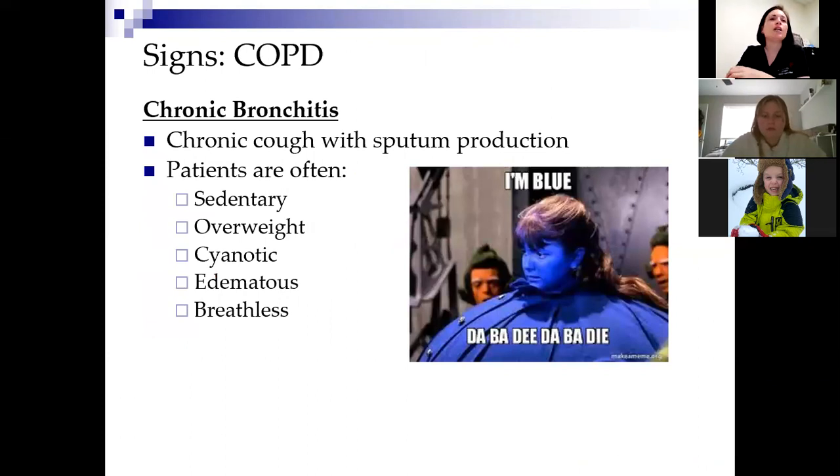So signs of COPD, signs of chronic bronchitis, is chronic cough, bringing up some sputum. Patients or individuals are usually more sedentary, or they don't move around a lot, and tend to be overweight. They can have a bluishness. They used to call it blue bloater. I don't know if they call that anymore, but that's where this picture comes from. There could be a blue look to their nail beds, and maybe even to their mouth, if they're just not quite getting enough oxygen. Edematous, they can have swelling, and then a breathlessness, like they just can't get enough air.